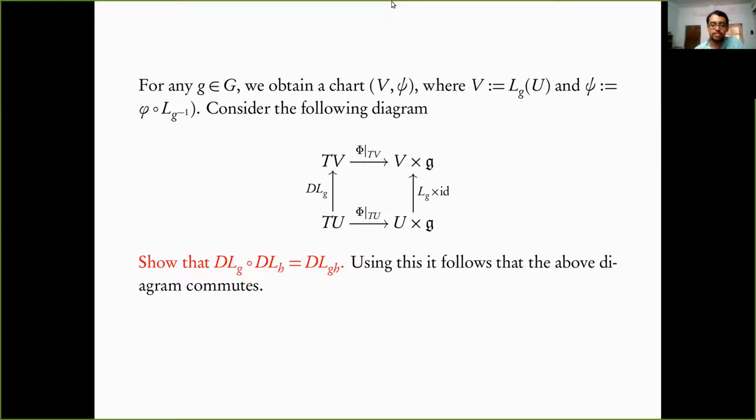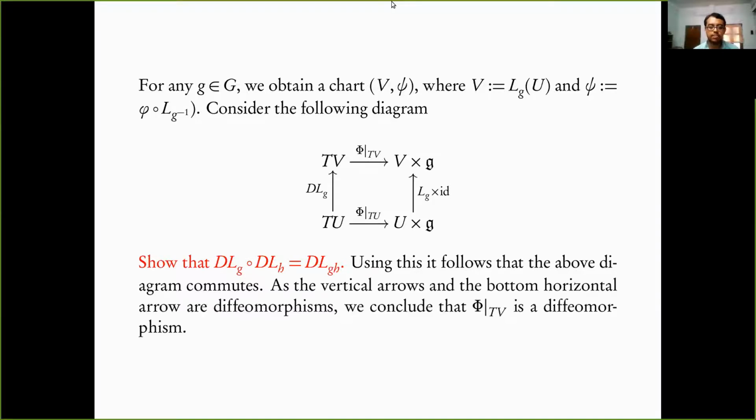And then we discussed the last thing already. Since this is a commutative diagram, the vertical arrows and the bottom horizontal arrow are diffeomorphisms. The top arrow is a diffeomorphism. In particular, it's smooth. And since phi is smooth locally, it's smooth globally. All right.